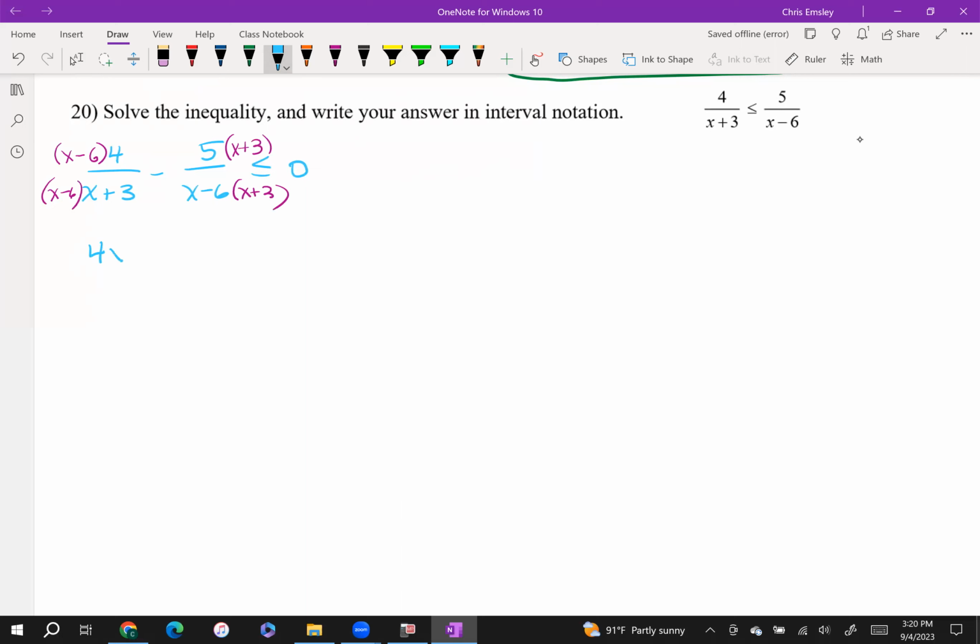Here we'll distribute that 4, and we have 4x minus 24. Here we'll distribute the 5, but be careful, that sign comes with it. We are subtracting here, so distributing a negative 5 becomes minus 5x minus 15. Whole thing is over that common denominator that we just built. Combine any like terms we have up top. We have a 4x minus 5x, so that's negative x, and a negative 24 minus 15, which is minus 39.